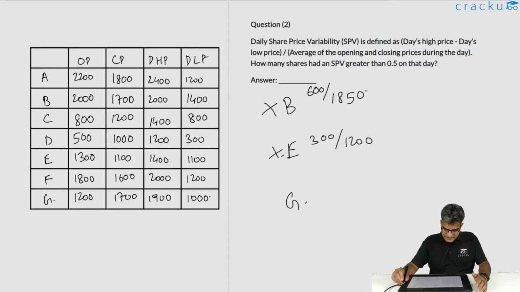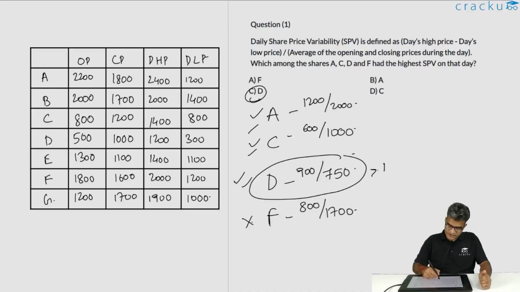Next one is G. This is 900 divided by the average of 1200 and 1700, which will be 1450. This is greater than half. So the correct answer is this is 1 and 1, 2, 3. So total of 4.